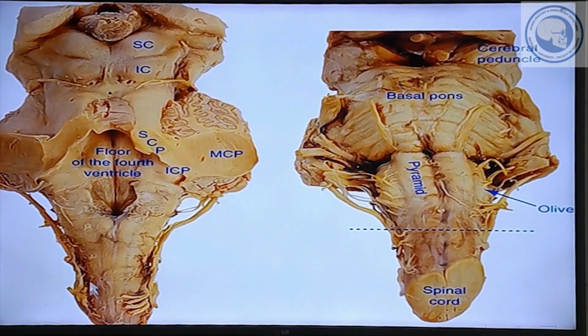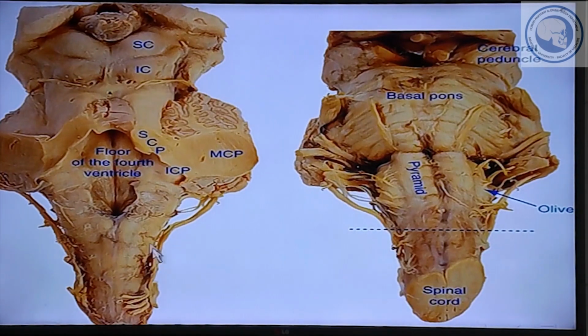This is the dorsal aspect of the brainstem, so this will be the closed medulla. This will be the open medulla. It is opened to the fourth ventricle. And here the colliculi, superior and inferior colliculi.